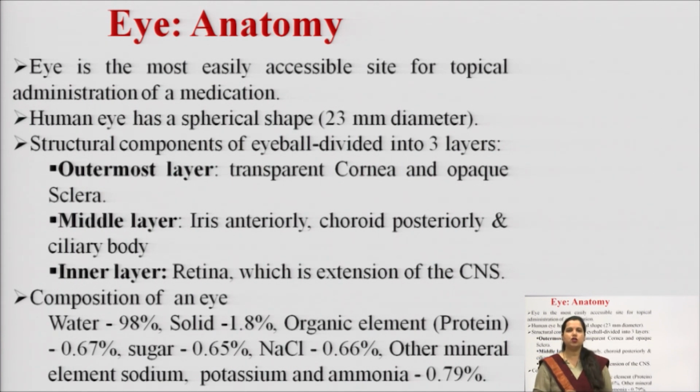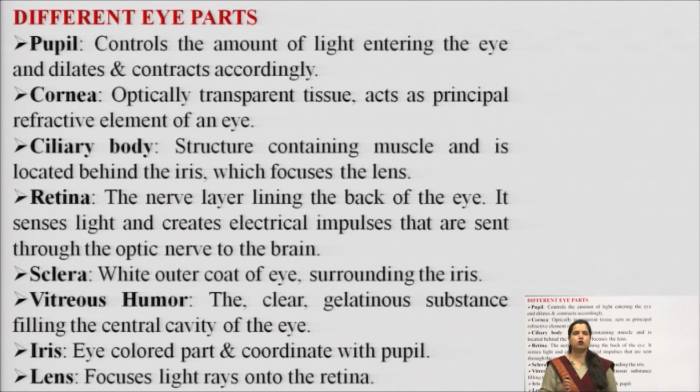So, what is the composition of the eye? The water content present in the eye or tear fluid is 98%, whereas solids are 1.8%, organic element, that is protein, is 0.67%, sugar 0.65%, NaCl 0.66%, and other minerals like sodium, potassium and ammonia are present in 0.79%, right. So, we move on to the next slide.